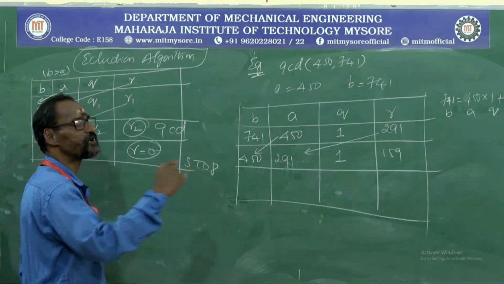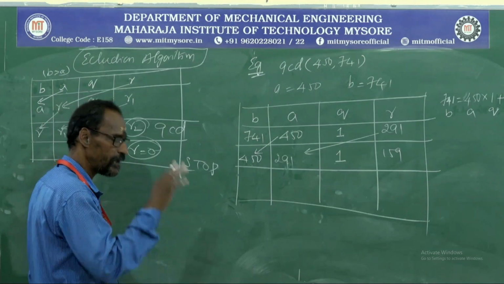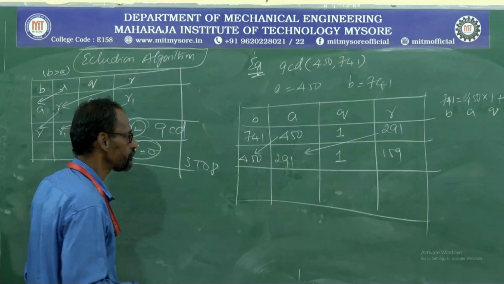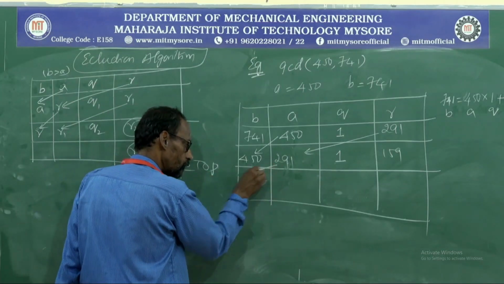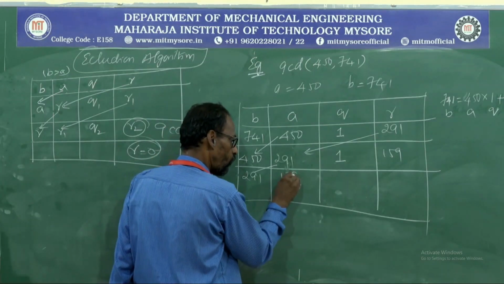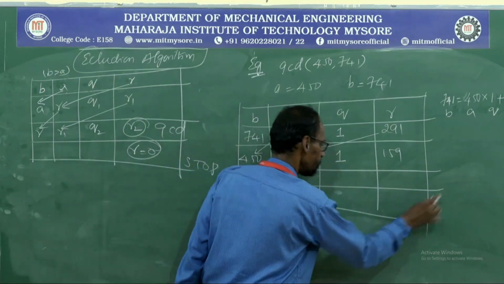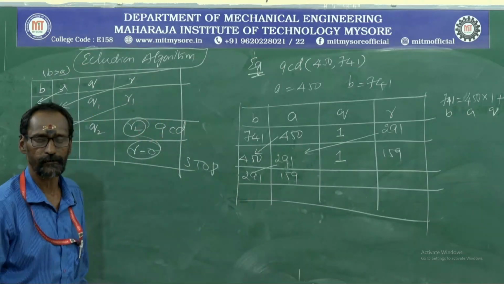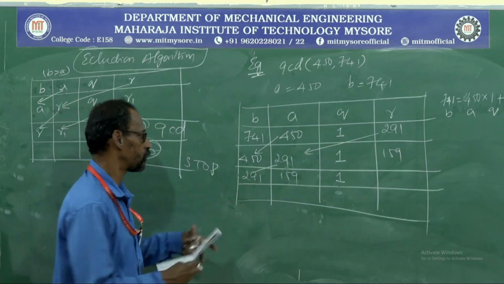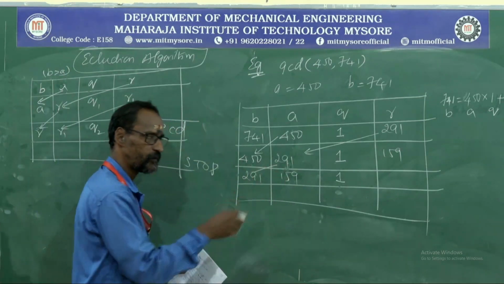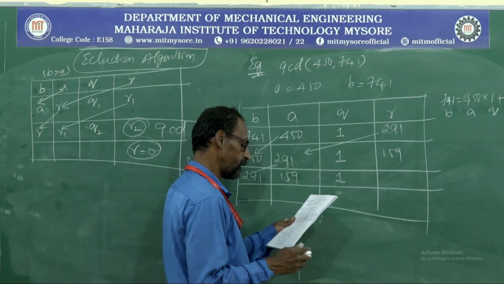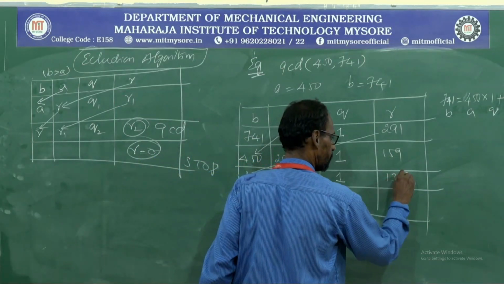This is the second level of the division algorithm. Do I need to stop? No, because the remainder is not equal to 0. Again, move 291, move 159, and apply the same procedure. Here the quotient is going to be 1. When you divide 291 by 159, the quotient will be 1 and the remainder will be 132.